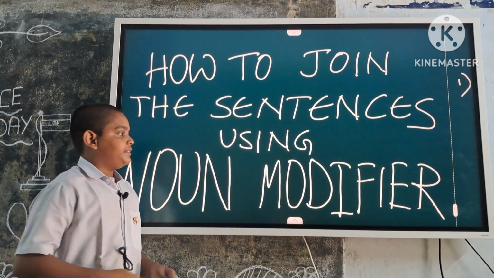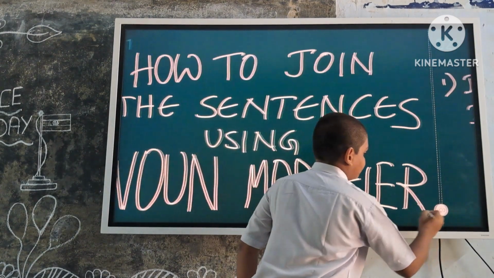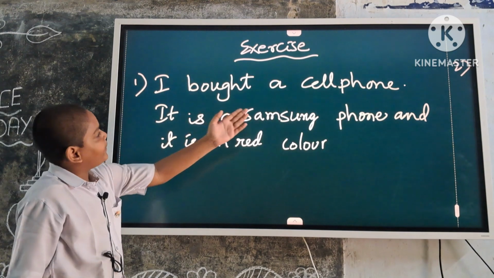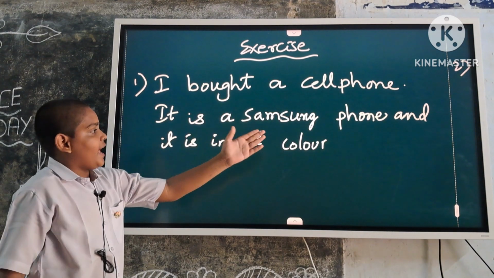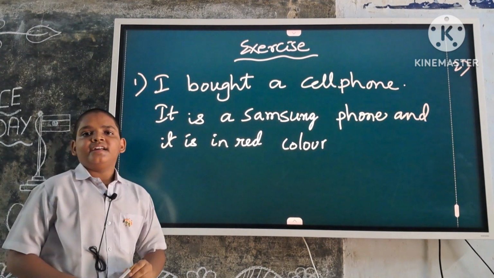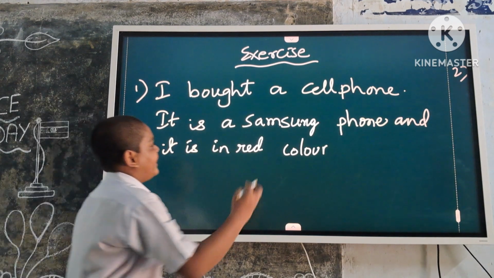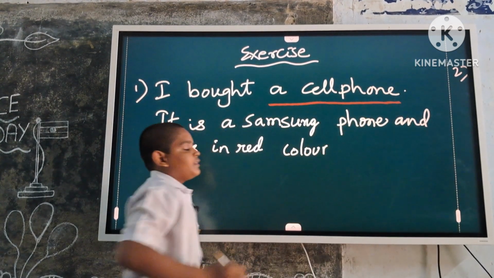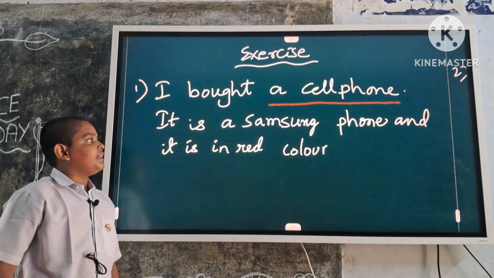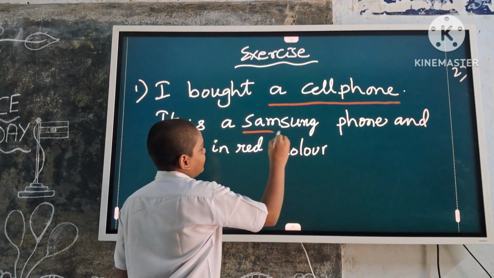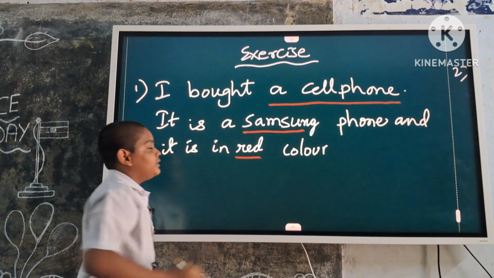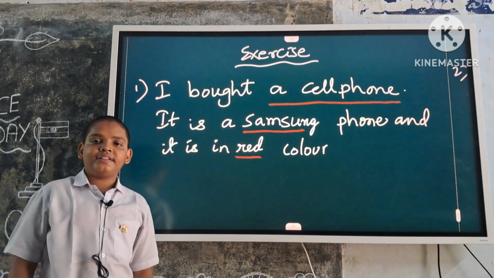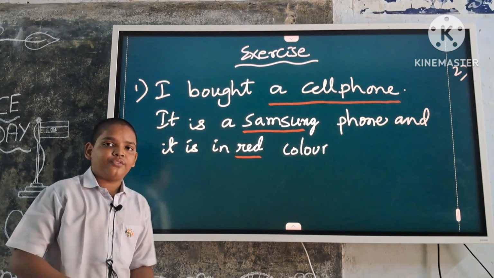Now, exercise. Example 1. I bought a cell phone. It is a Samsung phone and it is in red color. Here, the noun phrase is a cell phone. The related noun modifiers are Samsung and red. Now, join this noun phrase with these noun modifiers. We get a new bigger noun phrase.